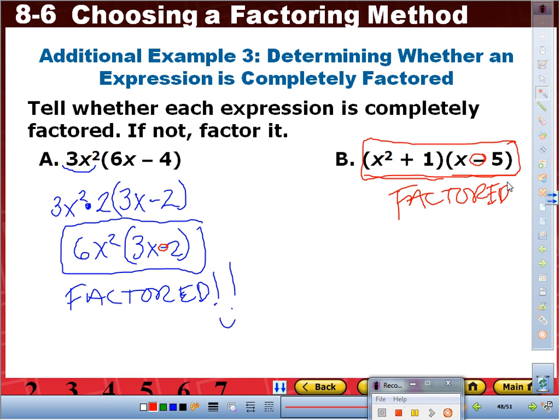I know the homework's going to be probably super easy tonight because some of them are already factored, so all you need to do is check. Okay? Do another one, number 4.